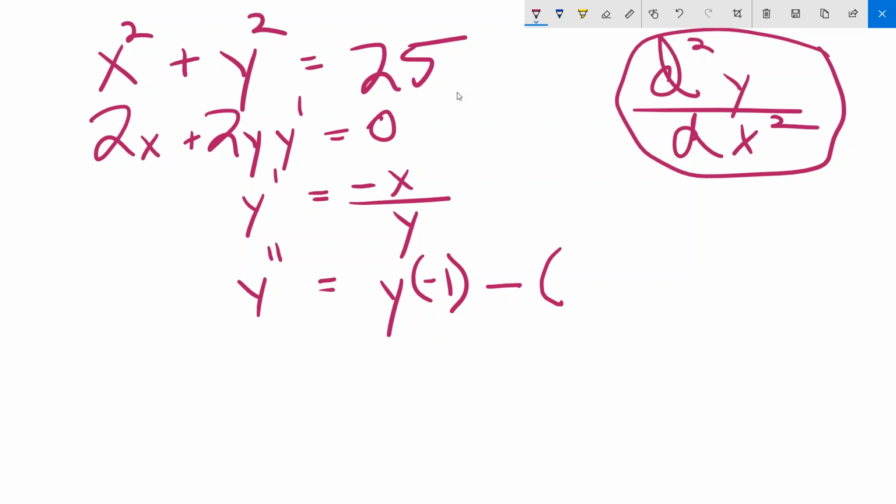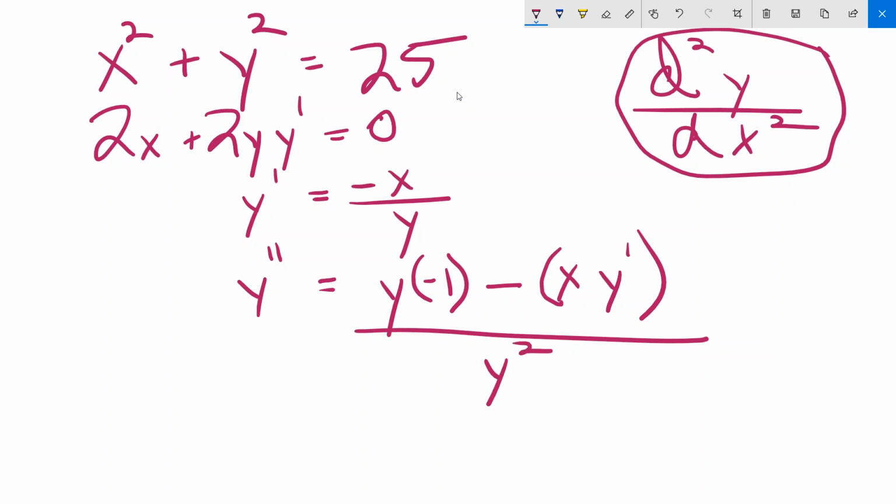Yeah, go ahead and start with the top. It'll just be easier to write. In other words, you're going to do the top times the derivative of the bottom, right? That's right. Okay. So negative x times y prime, all over y squared.